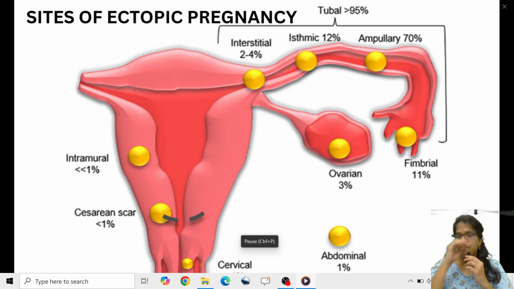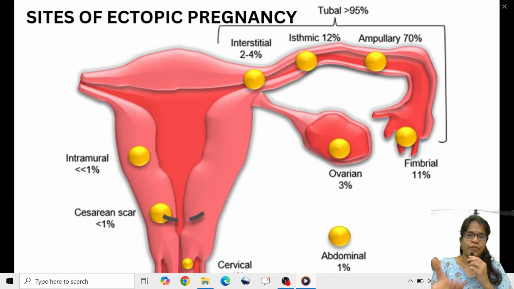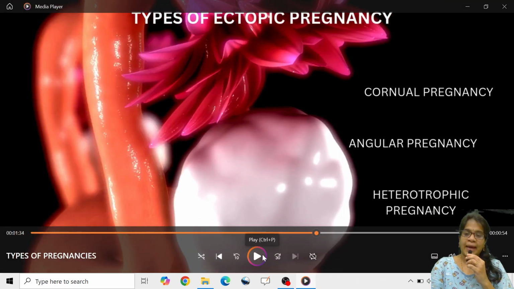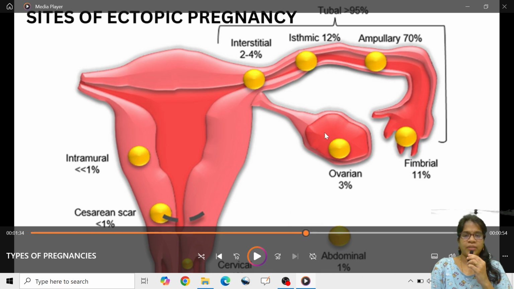Now let's see what the types of ectopic pregnancies are. Like I told you, any part of the tube can be an ectopic pregnancy. What is corneal pregnancy, angular pregnancy, and heterotopic pregnancy? You have three different types coming under ectopic. Corneal, I told you, is also called interstitial pregnancy. If you refer to this, see, this is the interstitial area. I can say it is also called the corneal area, right?